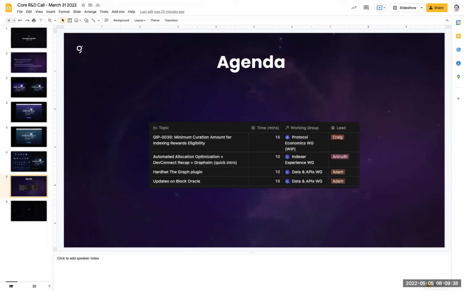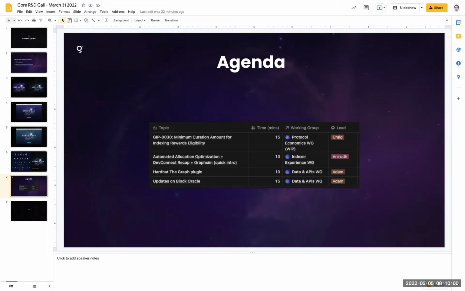Next, from the Indexer Experience Working Group, we'll have Annie from Semiotic presenting the recent efforts around the automated allocation optimization tool, as well as a new framework that's brand new, but we'll get a quick intro, I think, on Graphsim. This might be of interest to indexers, but rather not just indexers, but everyone else who wants to quickly simulate, test, and study any modifications to the protocol's mechanisms.